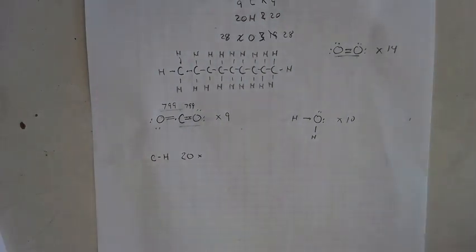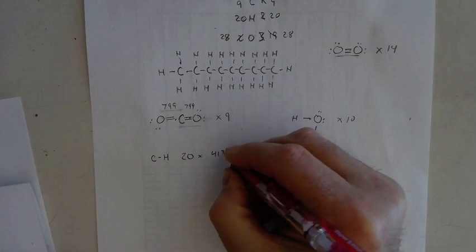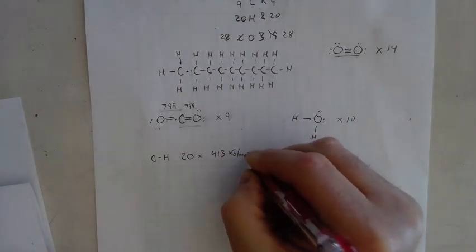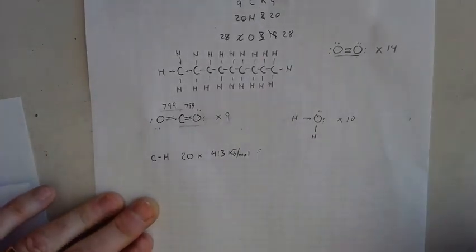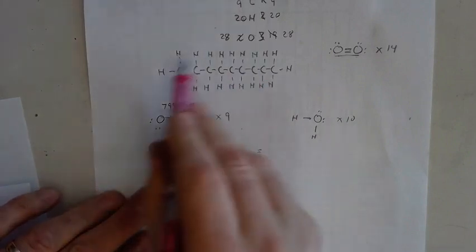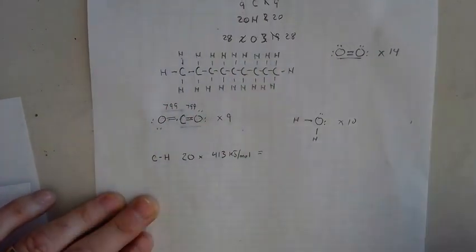According to my chart, the hydrogen-carbon bond, let me find that. Hydrogen-carbon bond, where did it go? There it is. It's 413, okay? So the CH bond is 413 kilojoules per mole. All right? And I have 20 of them. I'm going to multiply those out. And since that's energy going in to break those bonds, those are all positive numbers.